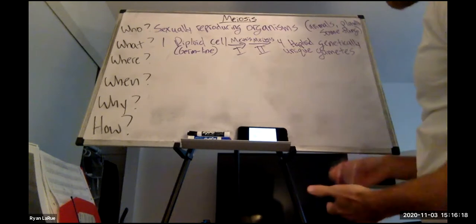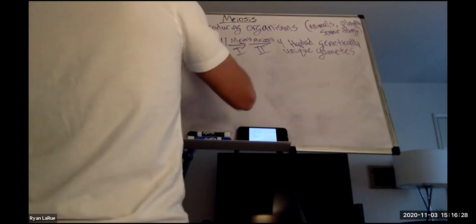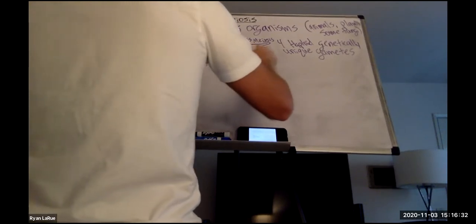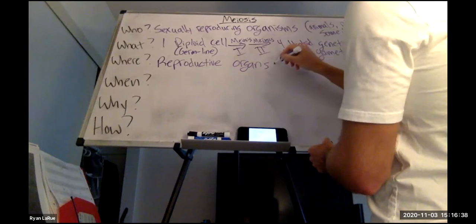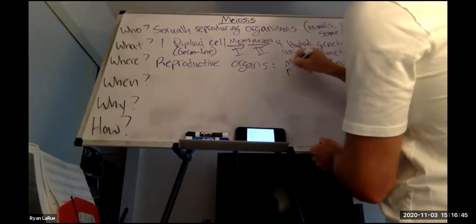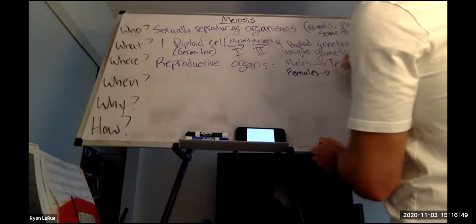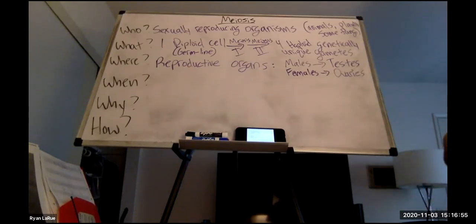All right. Where is this occurring? Where are we doing meiosis? The reproductive organs. And for males, this is the testes. And for females, the ovaries. This process of germline cells dividing by meiosis to produce gametes happens in testes for males, ovaries for females.